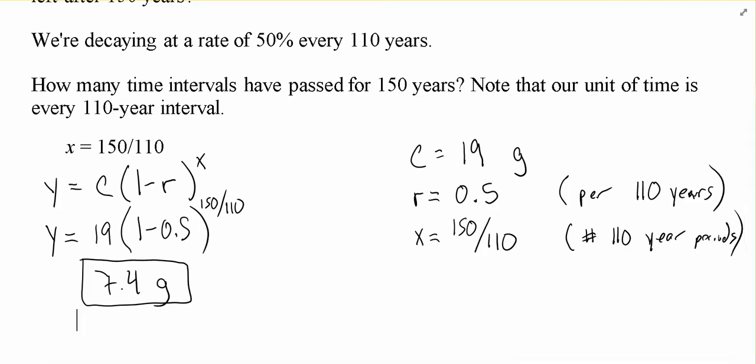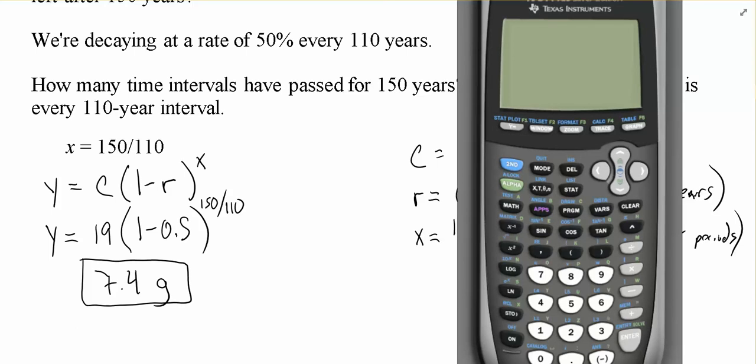Now just to point out, if we were using a non-MathPrint calculator, we would need to be careful with parentheses. Then we'd have 19 times (1 minus 0.5). We would need parentheses in the exponent to say this 150 over 110 is all in the exponent together. And that's how we'd achieve the correct answer without the nice MathPrint.